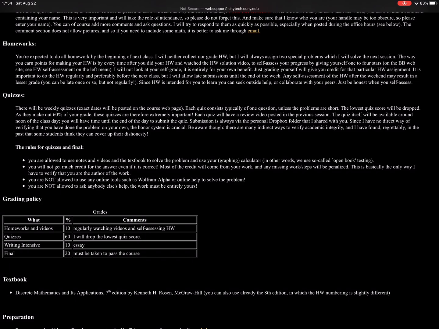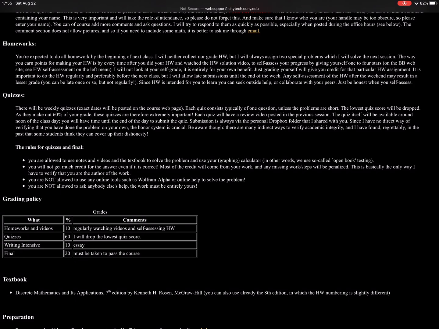Be aware, there are many indirect ways to verify academic integrity, and I have found regrettably in the past that some students think they can cover up their dishonesty. It's not just because I cannot see you that I cannot figure out that you did something that is not your work. I'm not going to reveal all the details of how I do this. Another way, actually, unfortunately, it happens, and it has happened in my previous online courses.